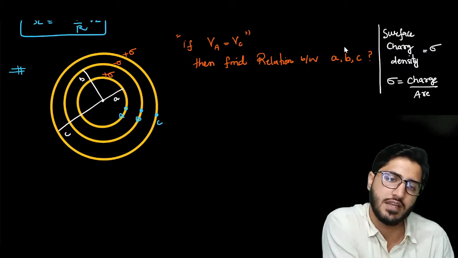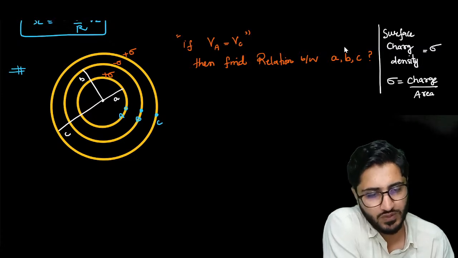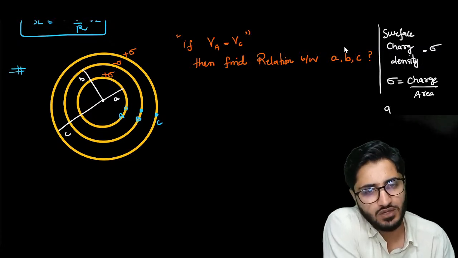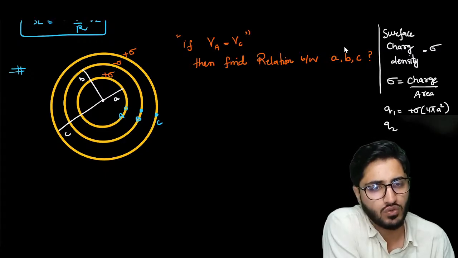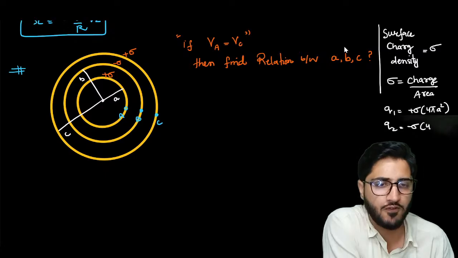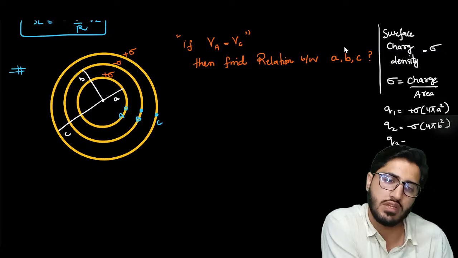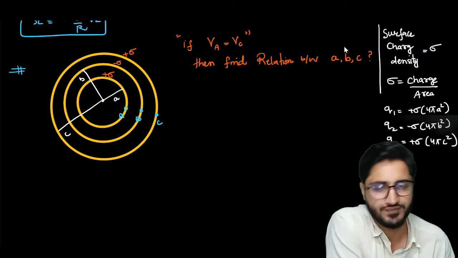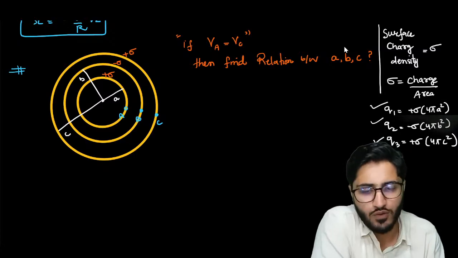Charge by area. So what is the first one? Q1 is plus sigma into area. Area is 4 pi r square, and r is A, so 4 pi A square. Q2 equals minus sigma 4 pi B square. Q3 is plus sigma 4 pi C square. Q1, Q2, Q3 we know. Now we have to find out VA.